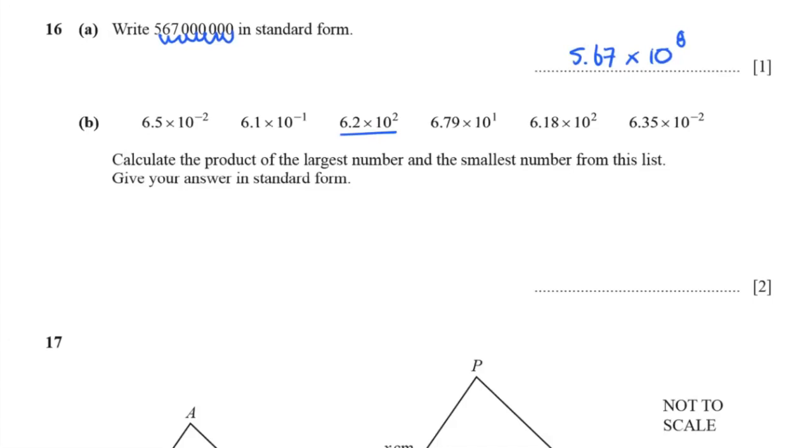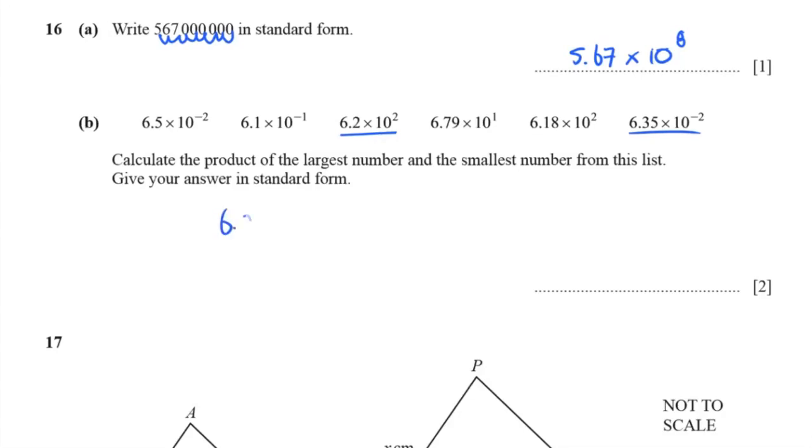What's the smallest number? Well, we're going to have the smallest power. We're multiplying by 10 to the negative 2. And so it's going to be either this one or this one because they're multiplied by 10 to the negative 2. Well, which one is smaller, 6.5 or 6.35? Well, 6.35 is smaller. So our smallest number is over here, which is 6.35 by 10 to the negative 2.